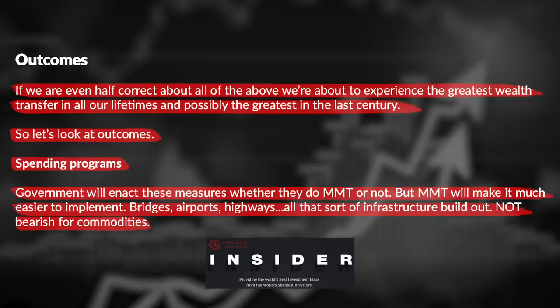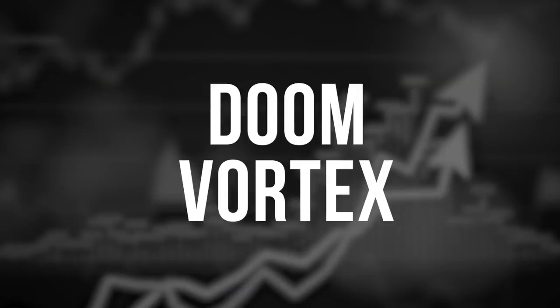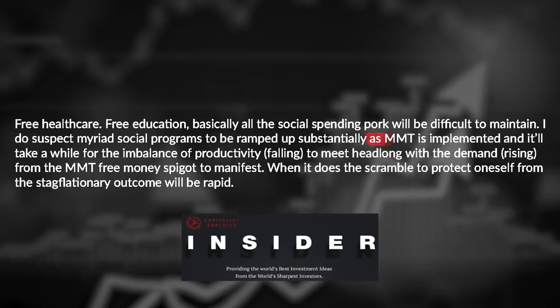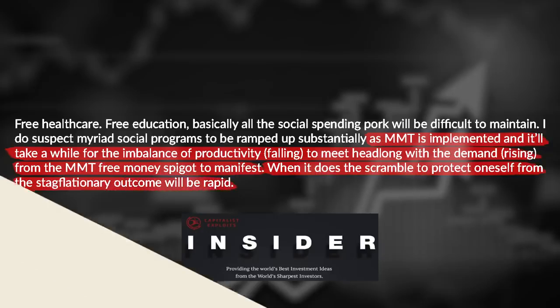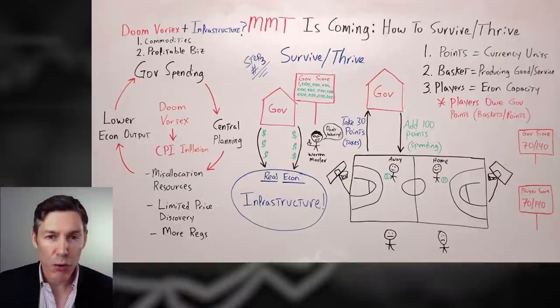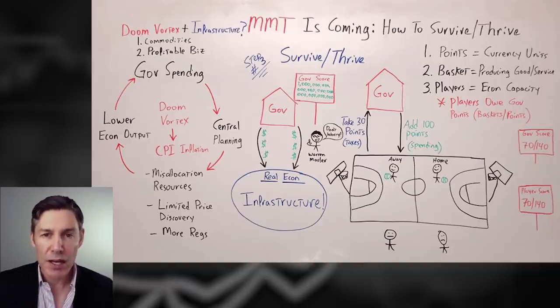I also want to point out that Chris references exactly what I was talking about in the doom vortex of inflation. "As MMT is implemented, it'll take a while for the imbalance of productivity falling to meet the demand rising from the MMT free money spigot to actually manifest. When it does, the scramble to protect oneself from the stagflationary outcome will be rapid." So commodities could be a great way for you to not only survive, but thrive in the future.